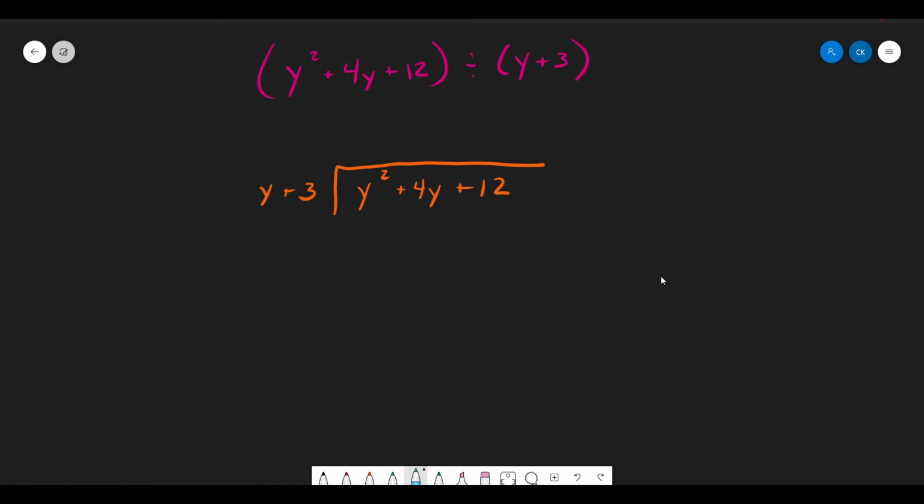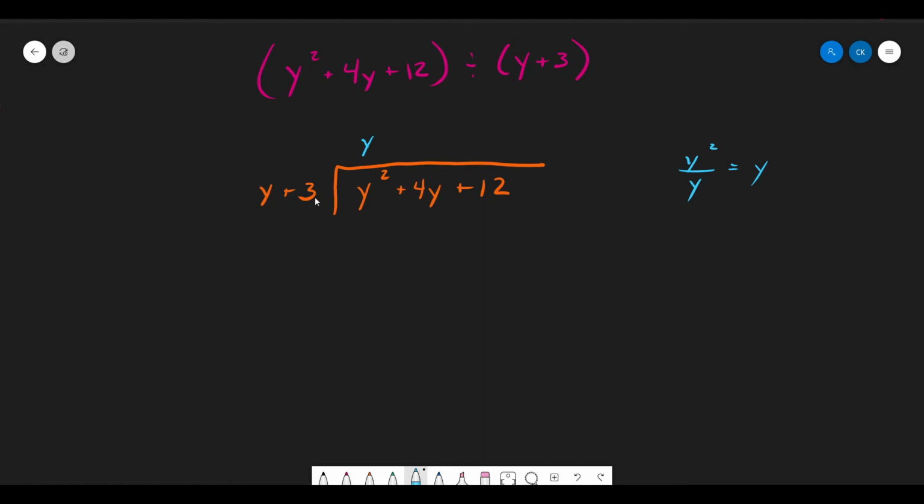You could do y squared divided by y. You could take this first term and divide it by this first term. So y squared divided by y. What is y squared divided by y? Well, that's just going to be y. So up top, I'm going to put a y.